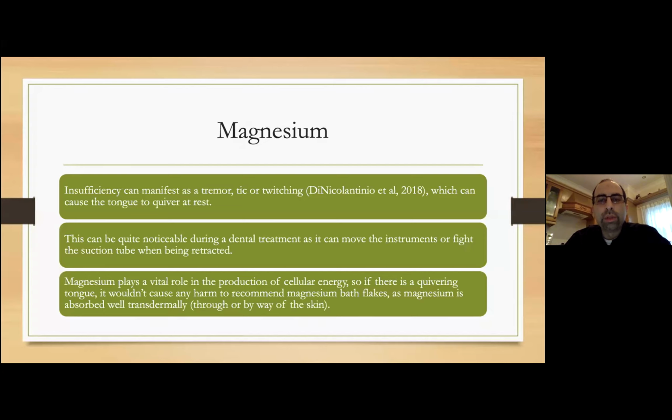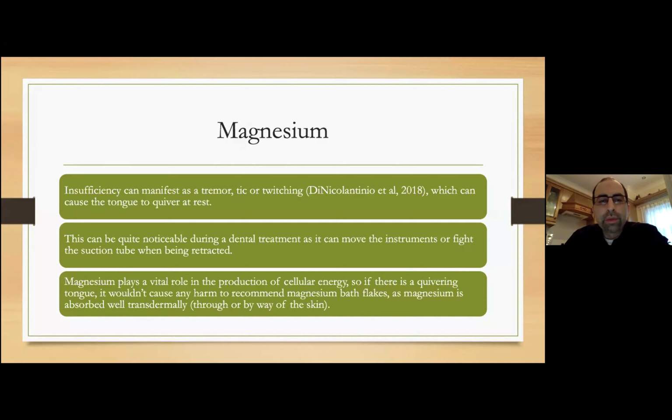Sometimes the tongue can move instruments, or it can fight, for example, the suction that we are using to keep the patient comfortable. So if their tongue is very frantic, quivering and moving much, we can suspect magnesium deficiency as a possible cause, but it's unlikely to be, though there's a possibility. Magnesium plays a vital role in the production of cellular energy.